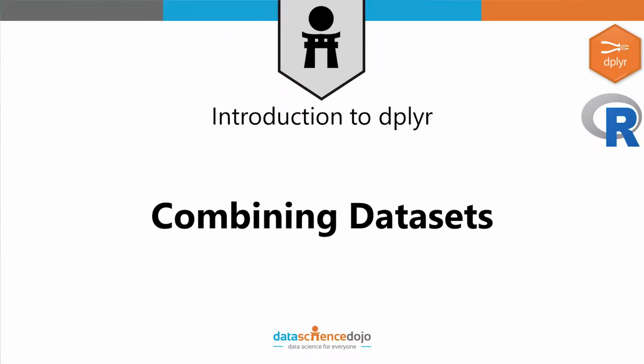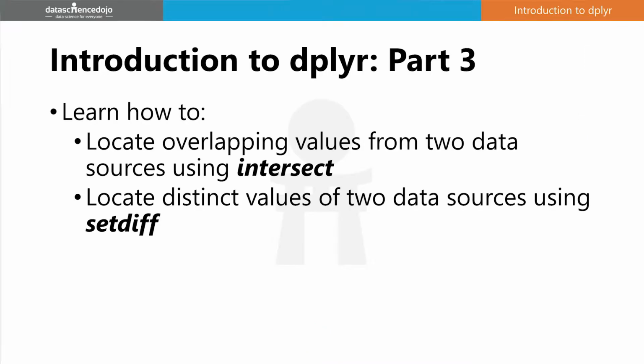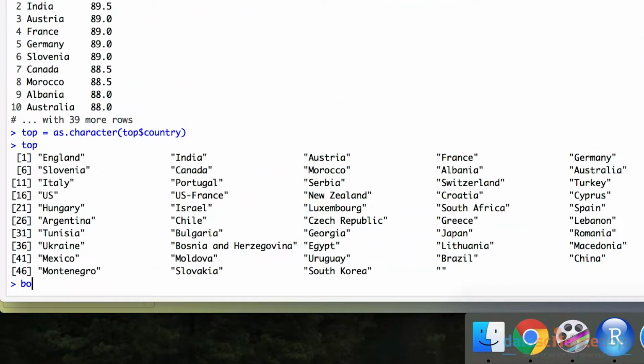Everyone. Today we're going to talk about how to find overlapping and non-overlapping values from two different data sources using dplyr. This is going to build upon the same dataset on wine ratings that we've used in previous videos. If we wanted to find out which rows appear in both the selected countries list and the global top list, we can do, like I mentioned, an intersect function and pass the two vectors in.